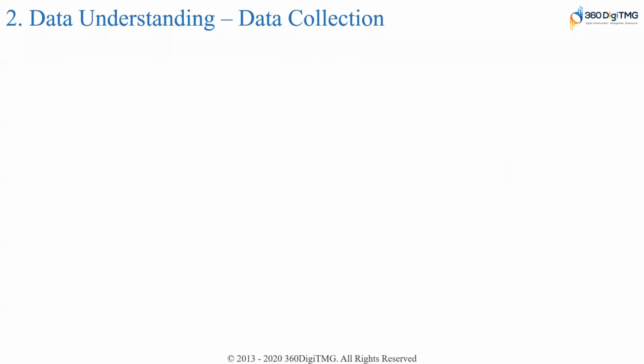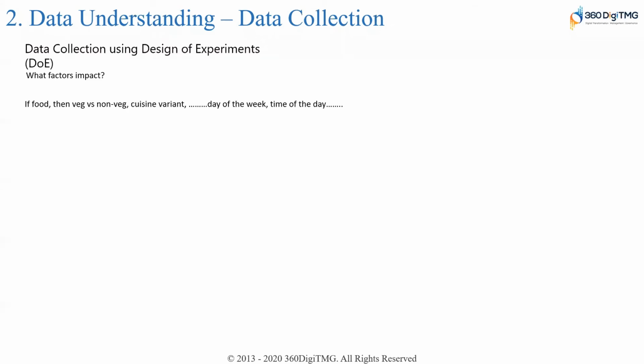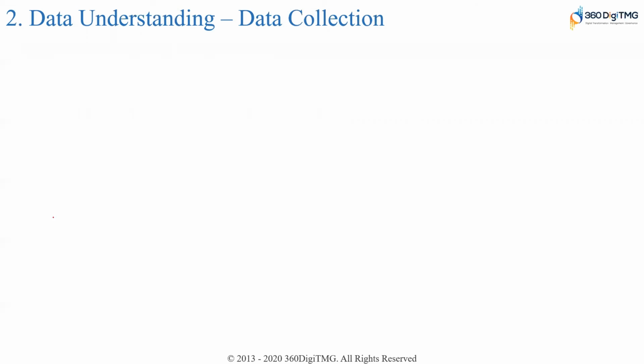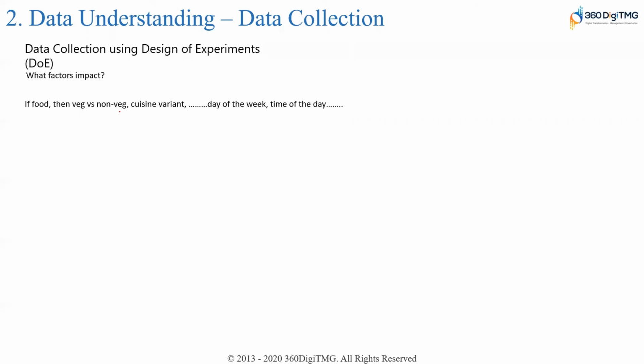You need data, right? So, what are the factors which impact? I mean, many things are related to this, right? If you're Zomato or Swiggy or one of those companies, then should you send that coupon of 10%, which will expire in 2 days, in 5 kilometers radius, for non-veg or veg? Or should you target it for cuisine, Mediterranean or Western or Chinese, right?